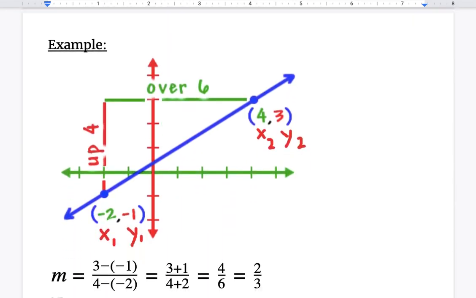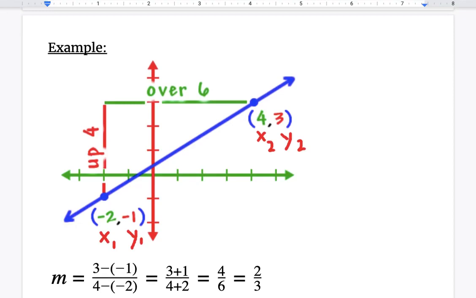Okay, so here's an example. In this example, we have -2, -1 as one point, and 4, 3 as our second point. So what I did in red is I labeled this as my first point. X is always before Y when you are labeling your points, and I made this my first point. That's why this is X1 and Y1. And this I labeled as my second point, X2 and Y2. So the 1 and the 2 just means which one you're calling point 1 versus point 2. And again, it doesn't matter which one you label as which.